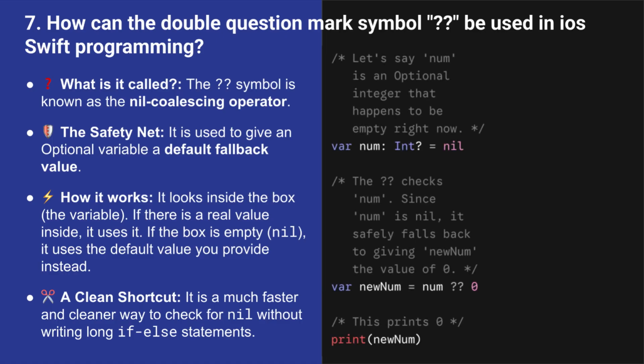Let's see this in action with a code example. On the right, let's say we have a variable named number that is an optional integer, and right now it is completely empty or nil. Below that, we use the double question mark. It checks number. Since number is empty, it safely falls back and gives num the value of 0. So, when we print it out, the result is safely 0.